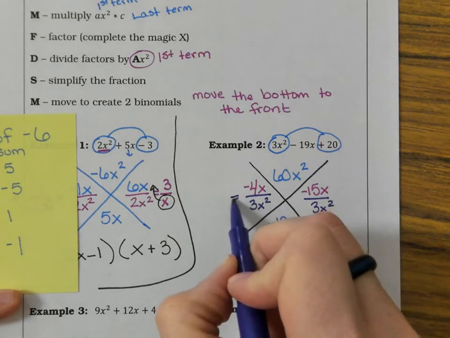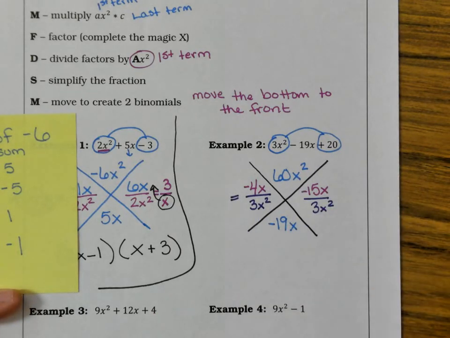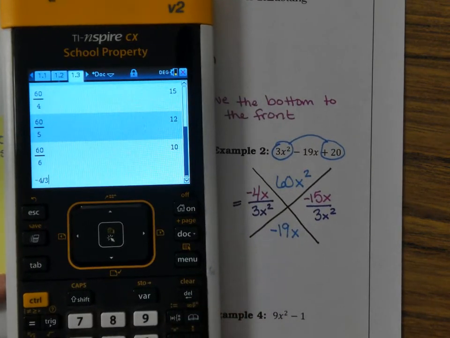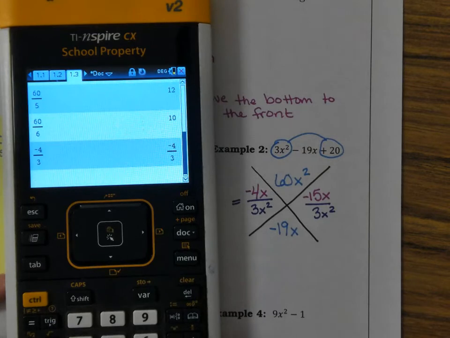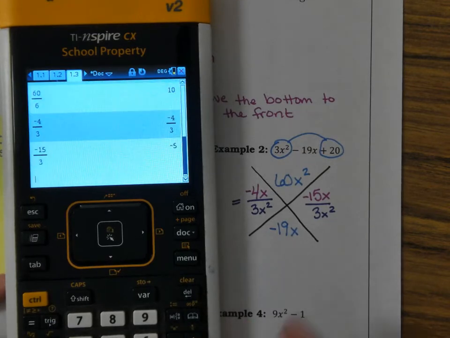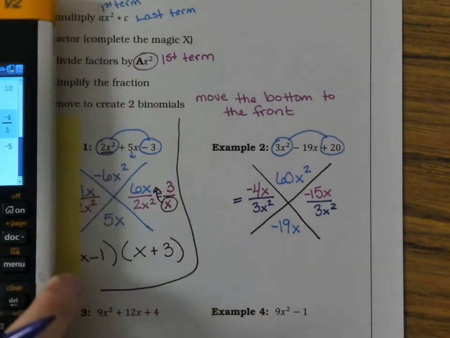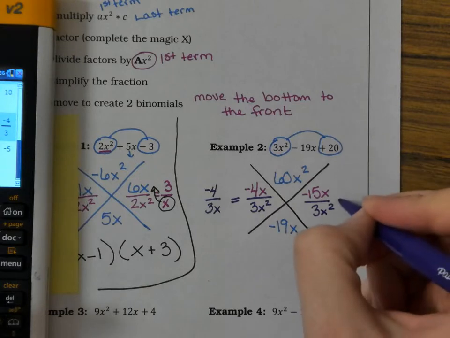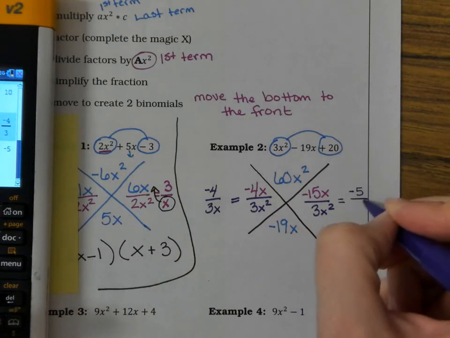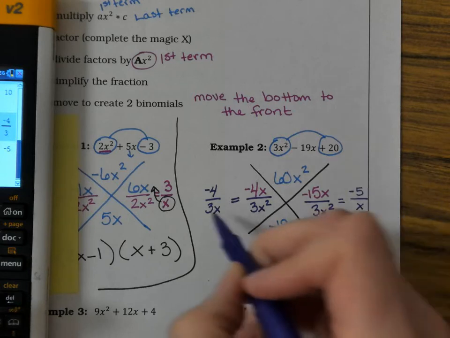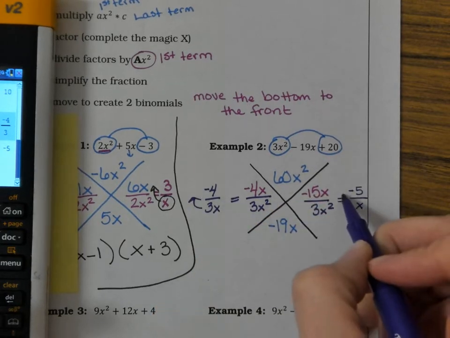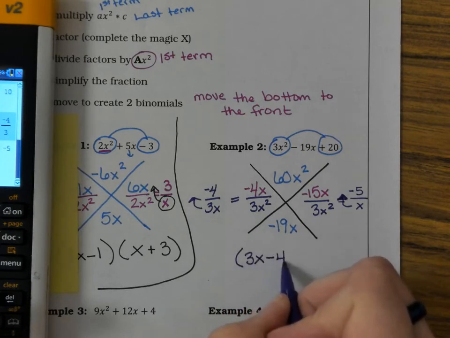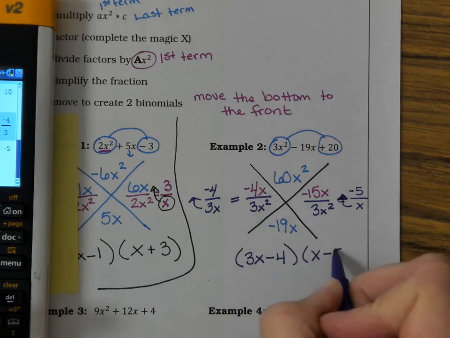And then simplify. I just divide this in the calculator. So I have -4 divided by 3, and so that stays the same. And -15 divided by 3 gives me that -5. So here I have -4 over 3x. And here I have -5 over x. Remember, move the bottom to the front. So that gives me 3x minus 4 and x minus 5.